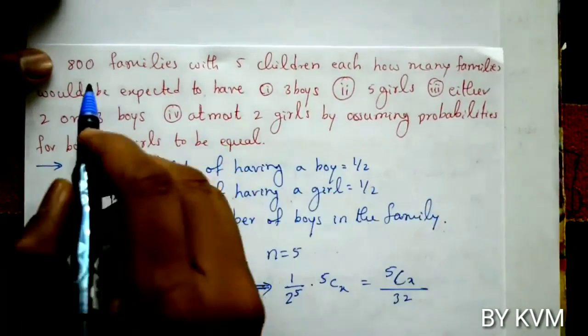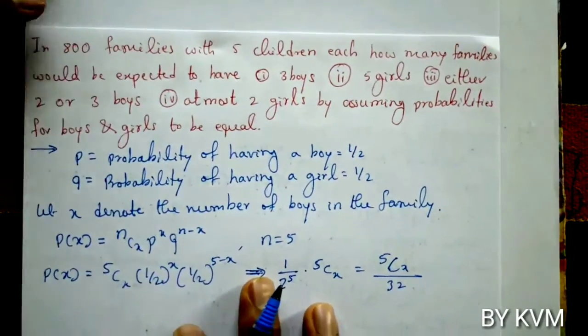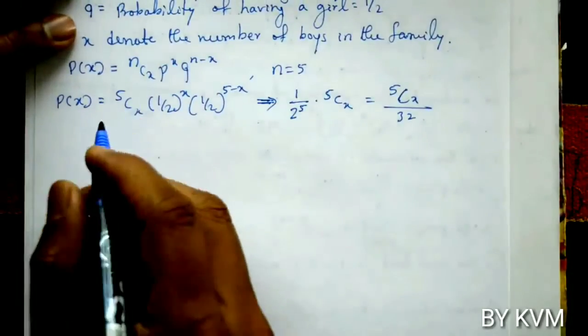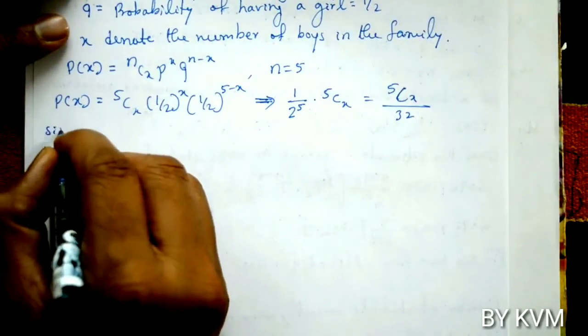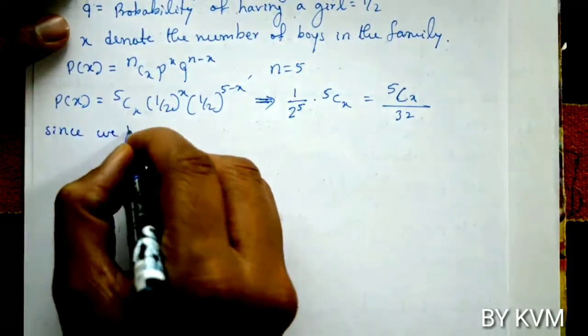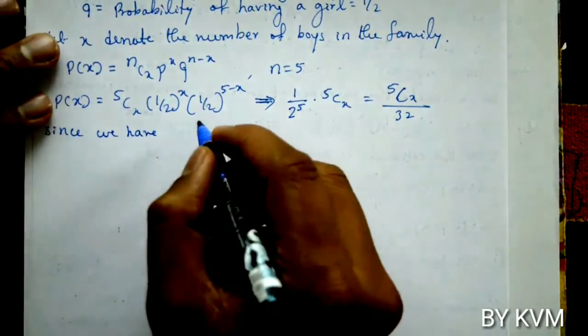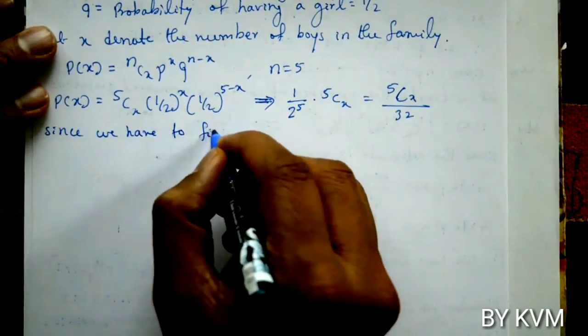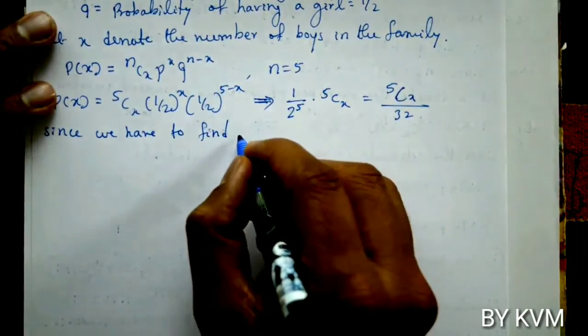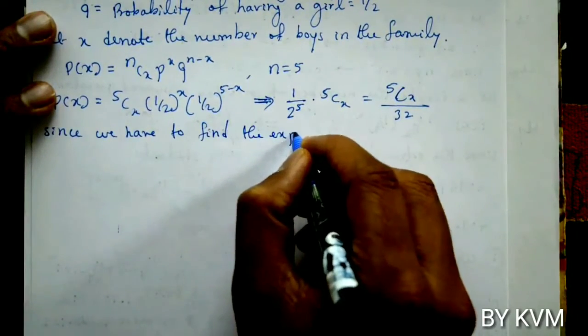So, this is for one family. Now, we have to find with respect to 800 families, that is important. So, I am repeating again, do not take n equals 800. In each family we are finding the probability of having a number of children. So, n equals 5, do not take n equals 800.